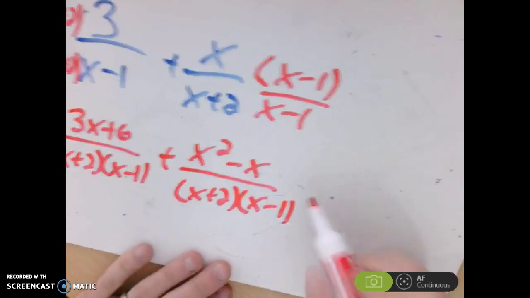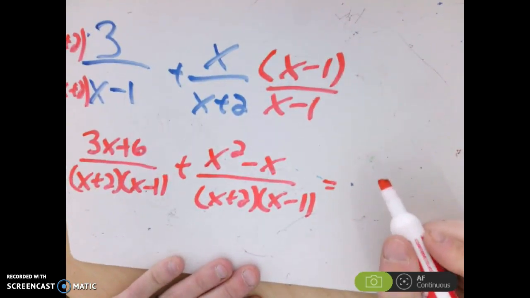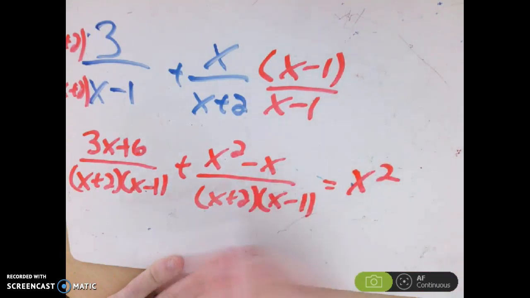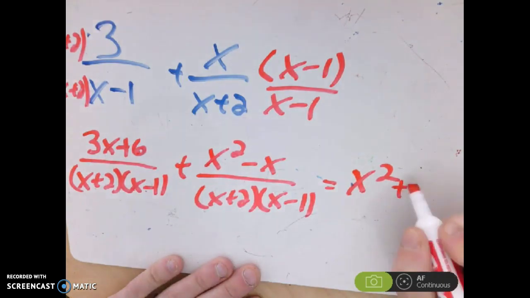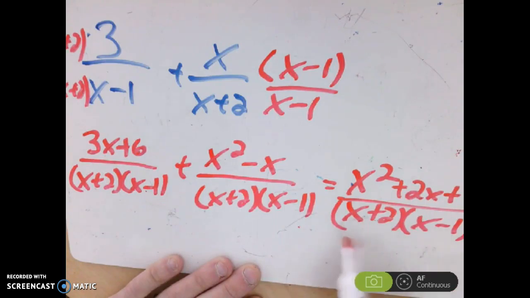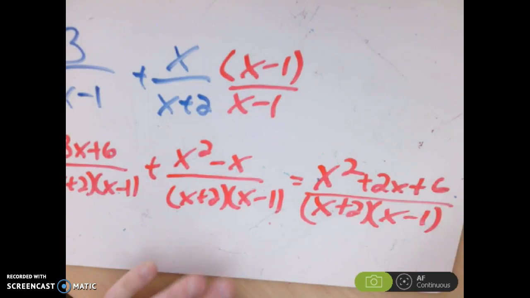Now I'll add the top. So if I add the top here, so I have just adding polynomials like we did in the last section. So I have x squared plus 3x minus x is plus 2x, and then plus 6 over my denominator, x plus 2 times x minus 1. And so the reason I didn't multiply this out yet, the denominator, is because maybe I can factor this numerator and cancel something out. So let's look.